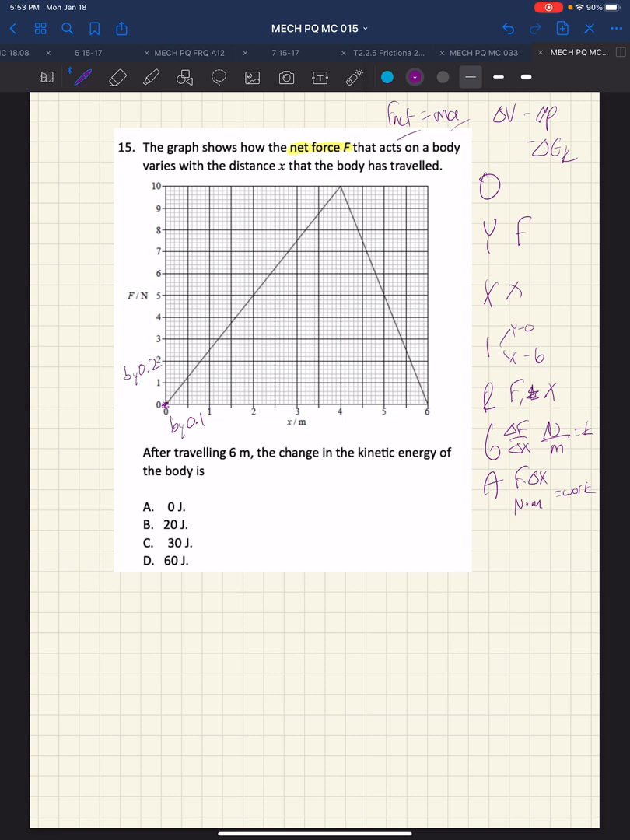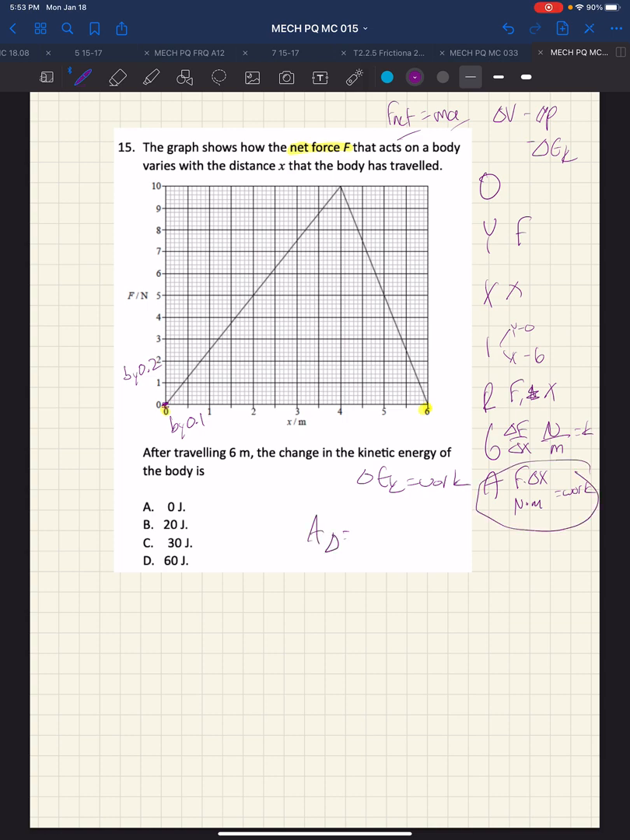The force acts on a body and varies with the distance that it has traveled. After traveling 6 meters, we look for 6 meters and we see that 6 meters is over here. So that means from a distance of 0 to 6 meters. The change in kinetic energy. Oh, the change in kinetic energy is the work. That's the definition of the work-energy theorem. So what we're looking for in that case is the area.